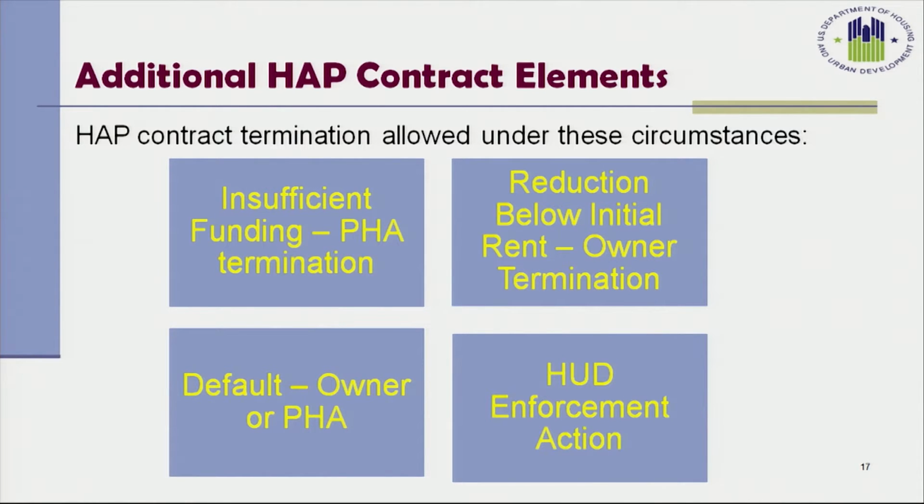If the owner defaults under the contract or the PHA defaults under the contract, it may be terminated. If HUD takes an enforcement action, for example, if the units were not selected in accordance with the selection requirements, then HUD may take an enforcement action to terminate the HAP contract or to prohibit going forward with the HAP contract.